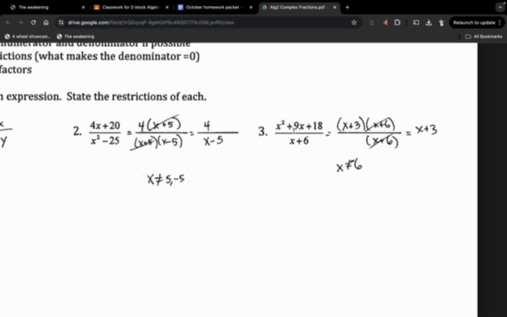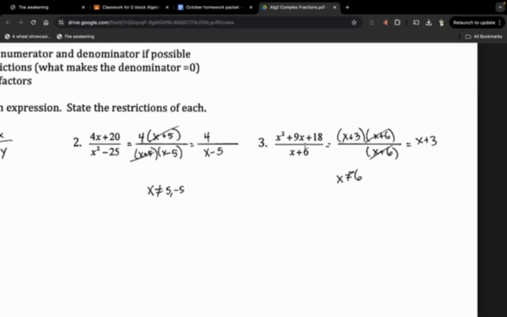Same thing here. Once we've factored it using your flowchart, this would be the trinomial one, x plus 3 and x plus 6. The bottom cannot be factored, but you have 2 common things here, so you can cancel them out. You're left with x plus 3 as your answer. And then for your restrictions, we know that the only thing that was ever in the denominator was this x plus 6. So what would make this 0? Negative 6. So that means x cannot be negative 6, because we are not wanting zeros.